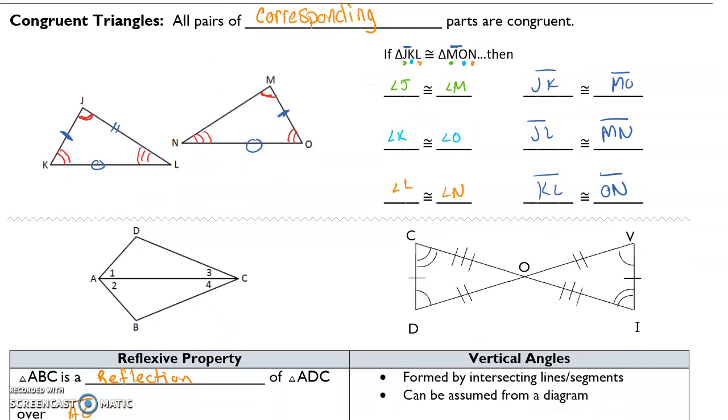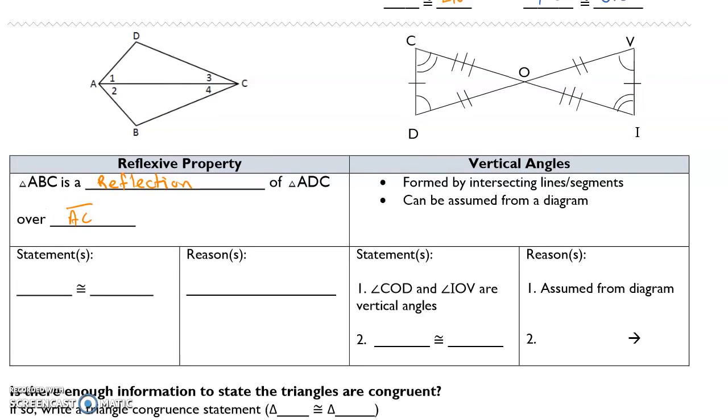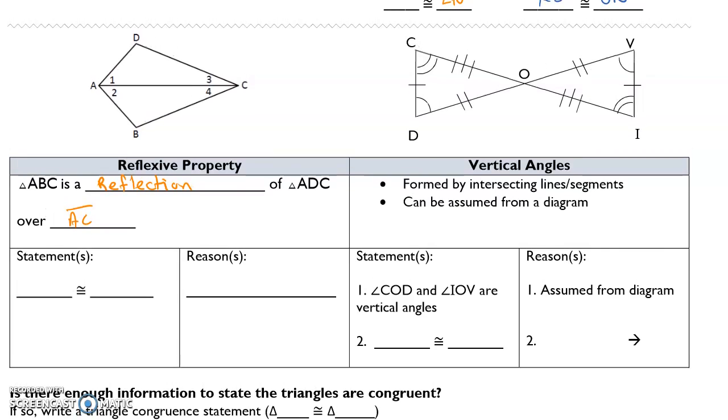So in these examples here, I want us to recall that there are still vertical angles. And now we have this new idea that's called the reflexive property. The reflexive property states that a segment is congruent to itself. So these 2 triangles share that segment, segment AC. The triangles are congruent because they are a reflection. One is a reflection of the other over one segment. They share that segment, so it is congruent.